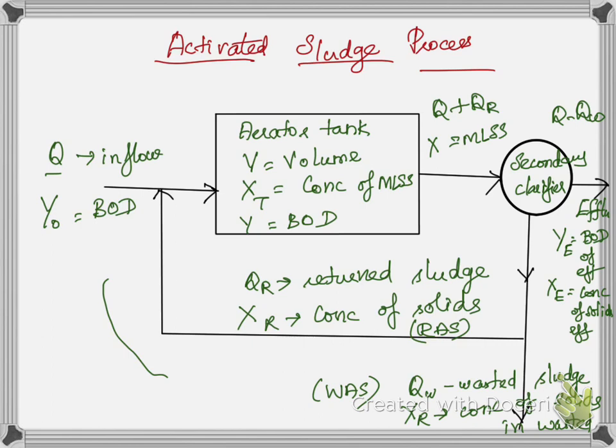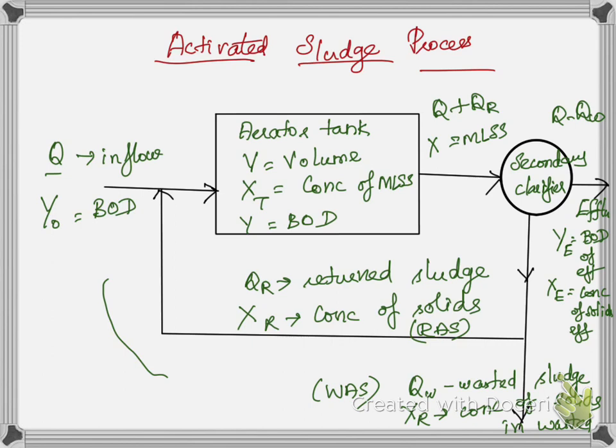So this attached growth is called fixed film. This system will include your trickling filter, your bio towers, as well as rotating biological contactors, where your biomass will be growing on a media and then sewage will be passing over the surface. So in attached growth, the biomass will be attached to the media itself, and in that media your sewage will be passing.